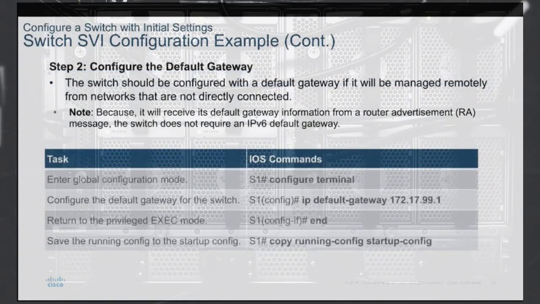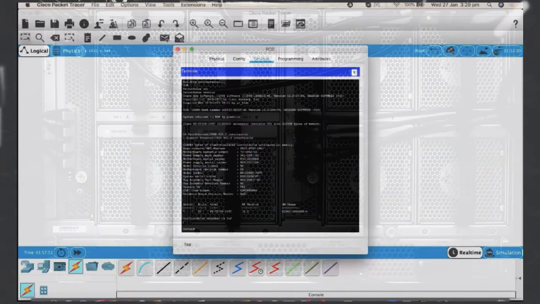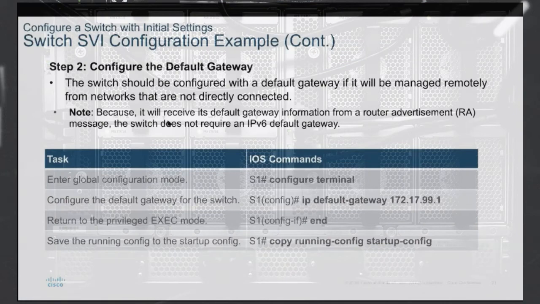Okay, so the next step is to configure the default gateway. In the slide it was also mentioned that we need to configure the default gateway. Interestingly, you do not need to configure the IPv6 default gateway because IPv6 takes its address from router advertisement messages, but not IPv4. So you need to assign the IPv4 default gateway in order to reroute the requests or the data, but you do not need to do that in case of IPv6.